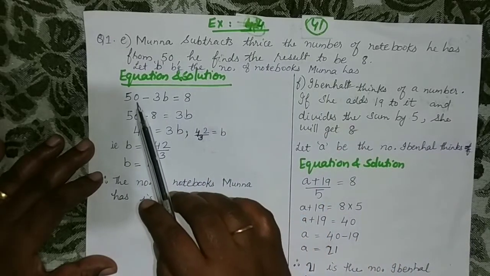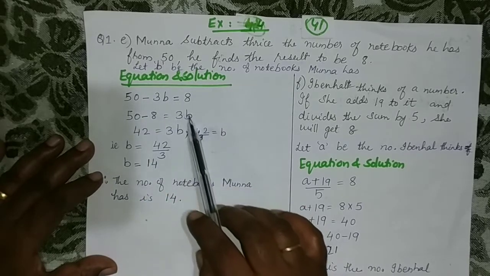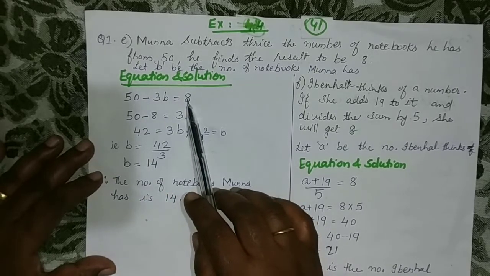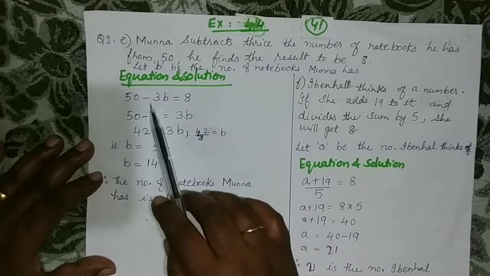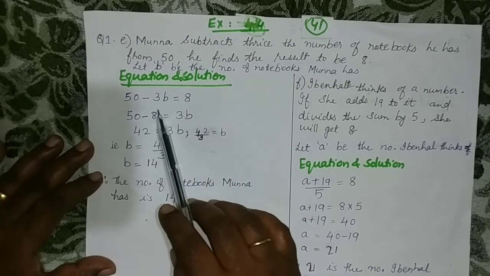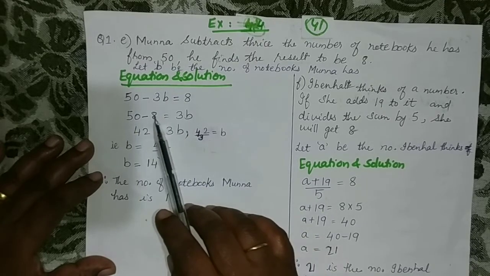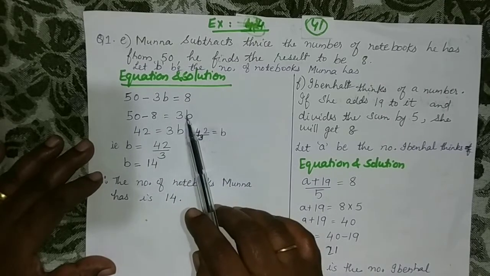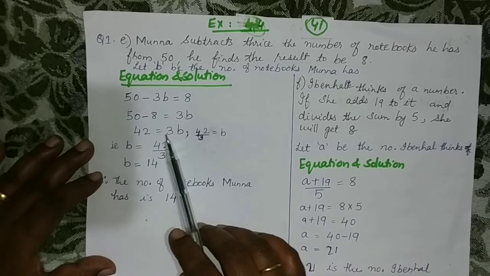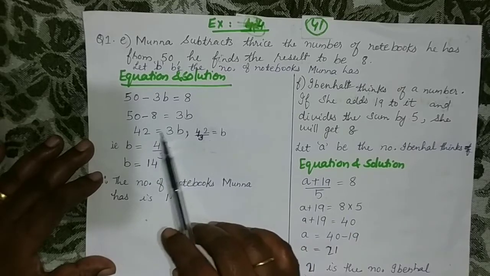Okay. So 50 minus 8 we can write as 3B. This plus 8 was in RHS, that is brought from RHS to LHS, so minus 8. Now minus 3B taken from LHS to RHS, so plus 3B. 50 minus 8 is 42. So 42 is what? 3B. Now you can write 42 by 3 as B.